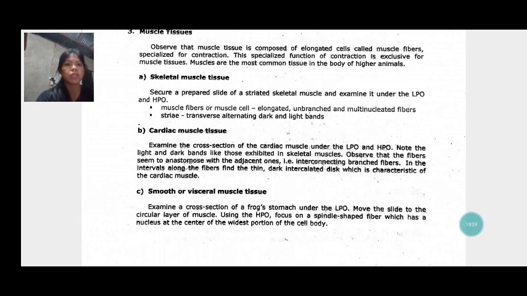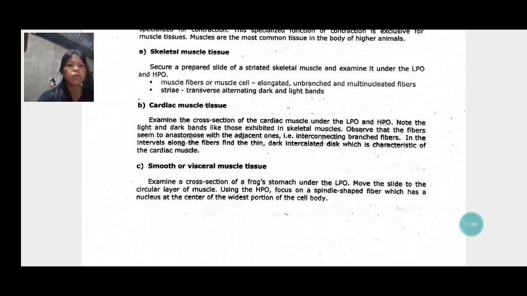The second is cardiac muscle tissue. Examine the cross-section of the cardiac muscle under the LPO and HPO. Note the light and dark bands like those exhibited in skeletal muscles. Observe that the fibers seem to anastomose with the adjacent ones, interconnecting branch fibers. In the intervals along the fibers, find the thin, dark intercalated disc which is characteristic of the cardiac muscle.